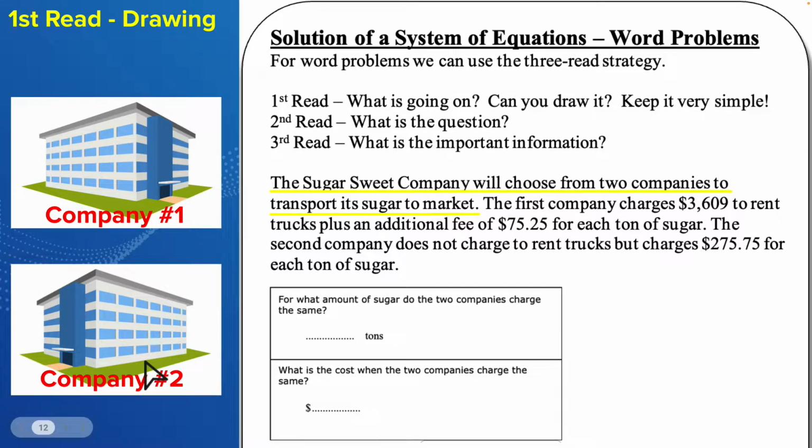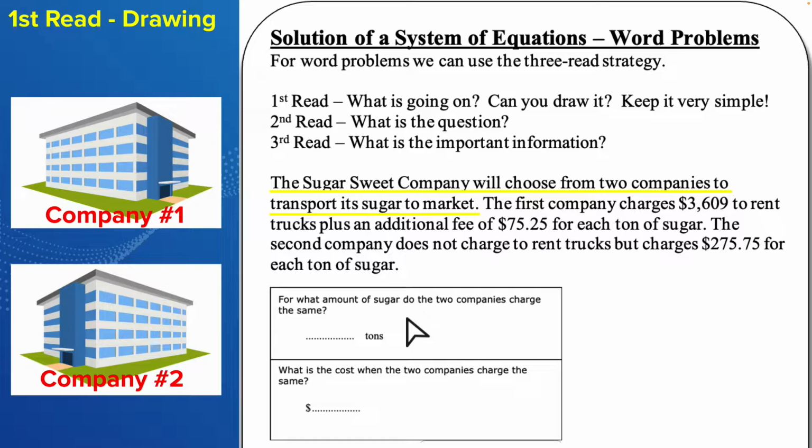All right, the second read is: what is the question? Again, the Sugar Sweet Company will choose from 2 companies to transport its sugar to market. The first company charges $3,609 to rent the trucks, and it has an additional fee of $75.25 for each ton of sugar. The second company does not charge to rent the trucks, but charges $275.75 for each ton of sugar. There's no question here, but the questions are actually down below. For whatever reason, Alex separates those out instead of adding them to the paragraph.